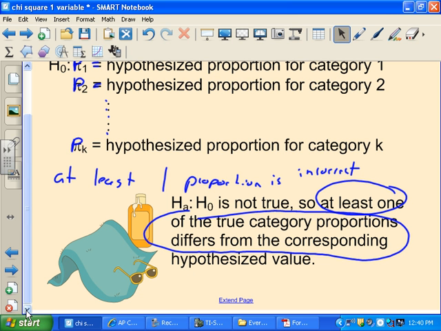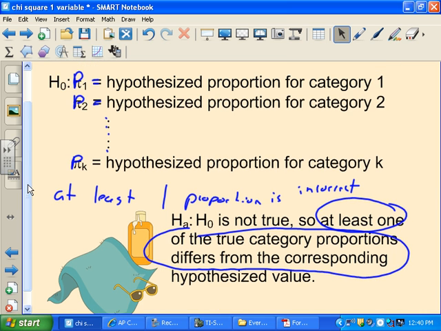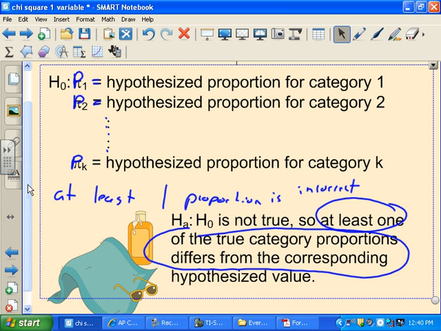So when you're writing the null hypothesis and you're saying that each P, like each color, in this case, it would have been P1 equals hypothesized proportion for red. P2 would have been hypothesized, P little subscript 2. And then you would say that that's all true. And then for the alternative, one just has to be wrong. All I have to say is at least one's wrong.